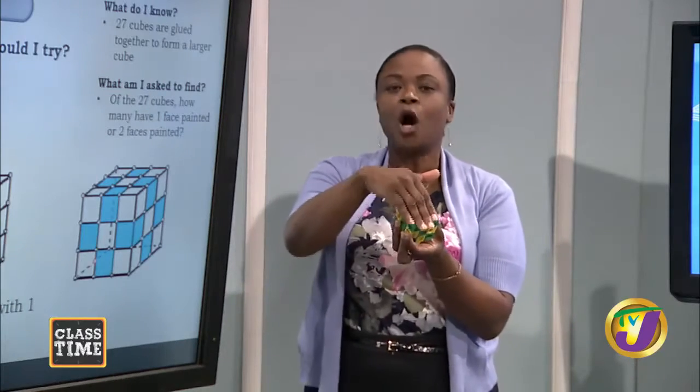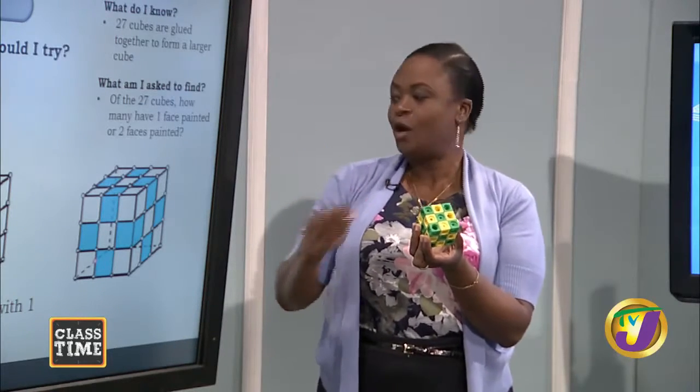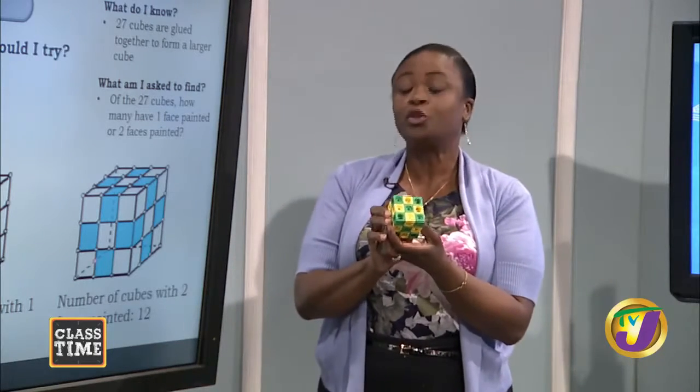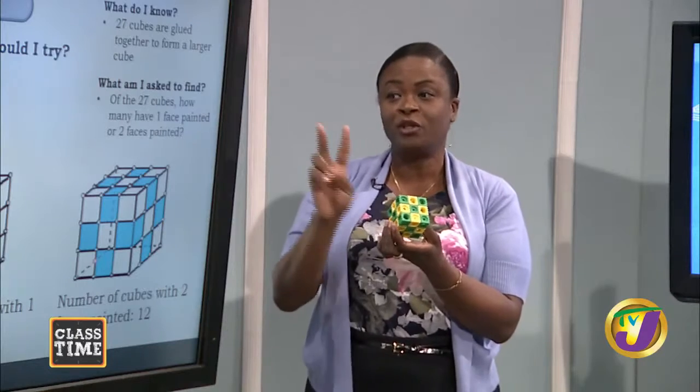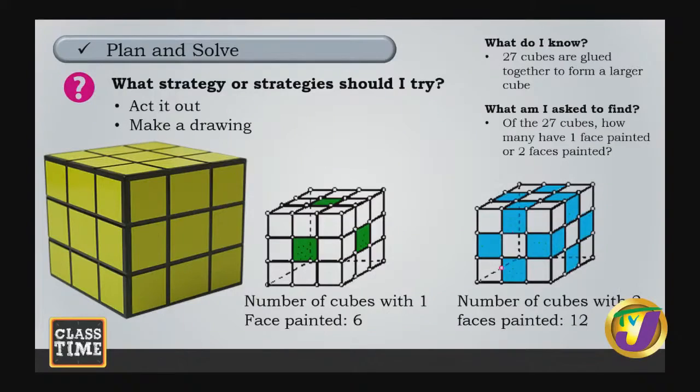So when we would have counted all the yellow cubes, because the yellow cubes here show 2 faces painted, we would see that we have 12. A total of 12 cubes with 2 faces painted out of the 27 cubes. You don't believe me? Try it at home.